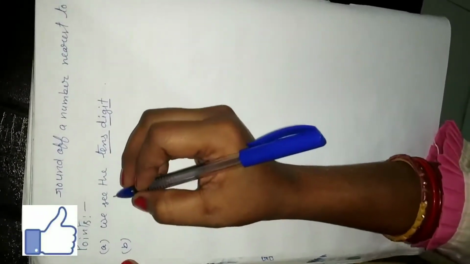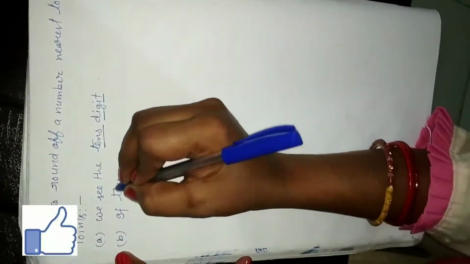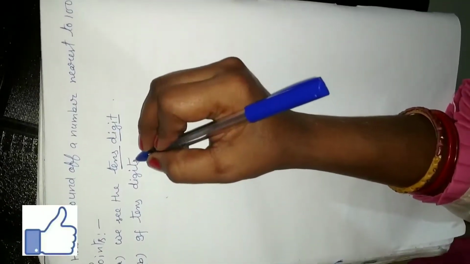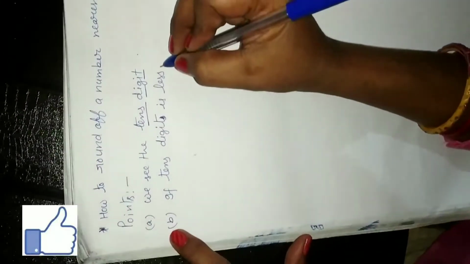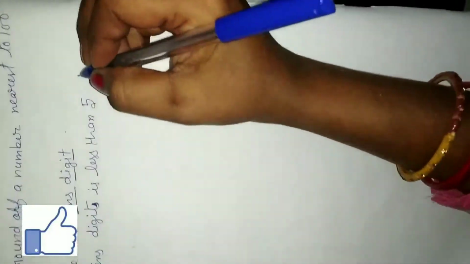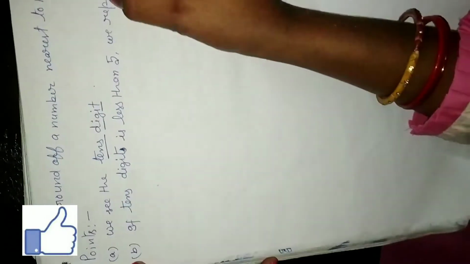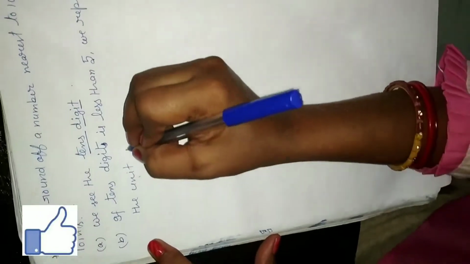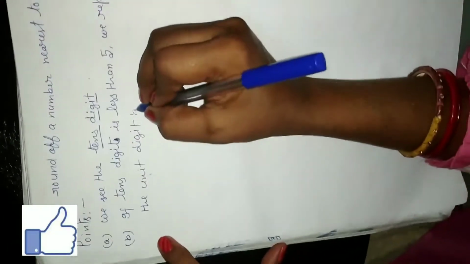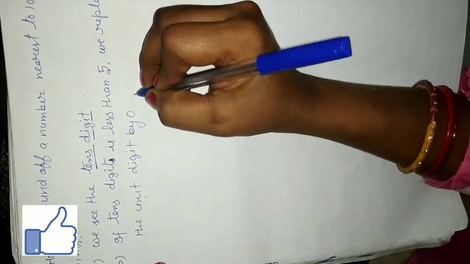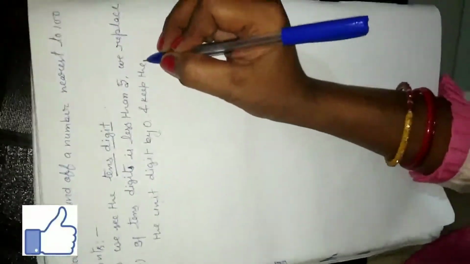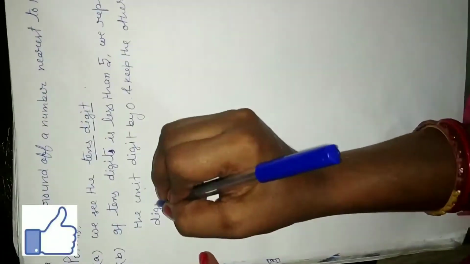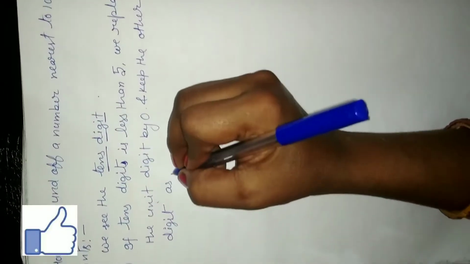Point B: if the tens digit is less than 5, we replace the unit digit by 0 and keep the other digits as they are, the same.